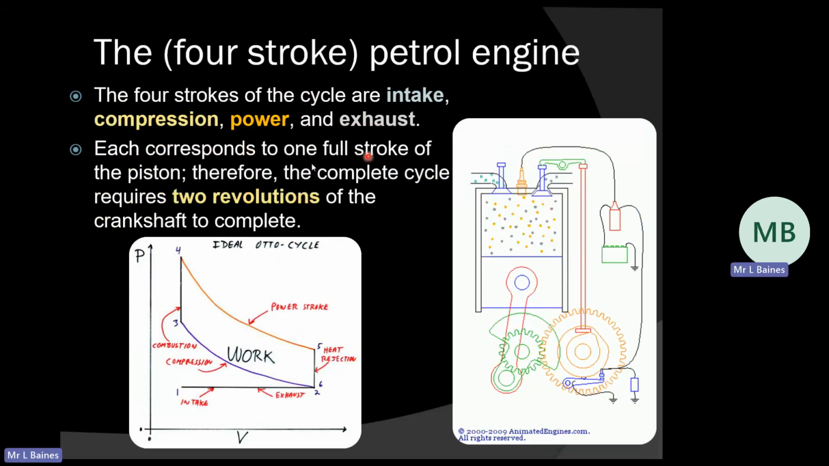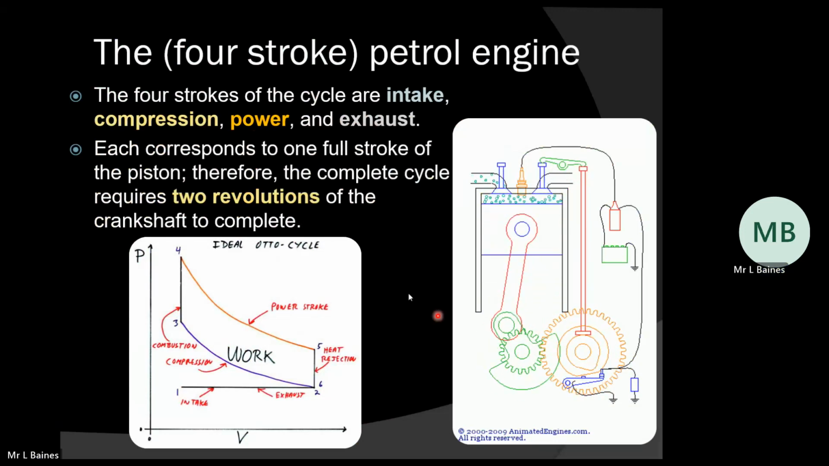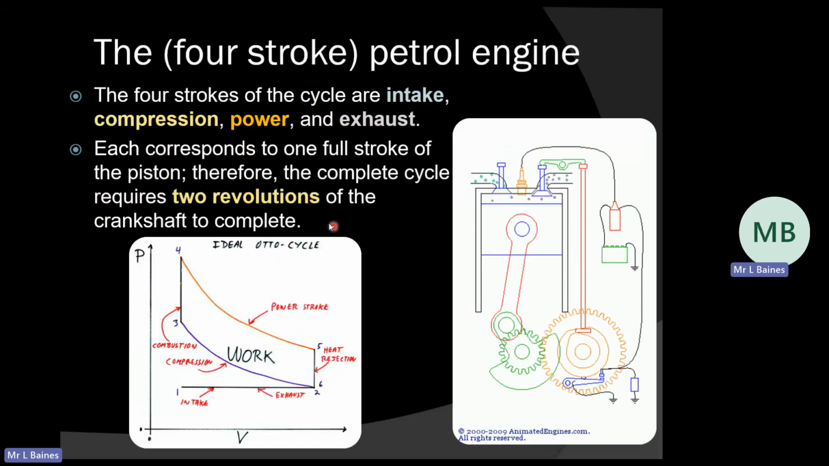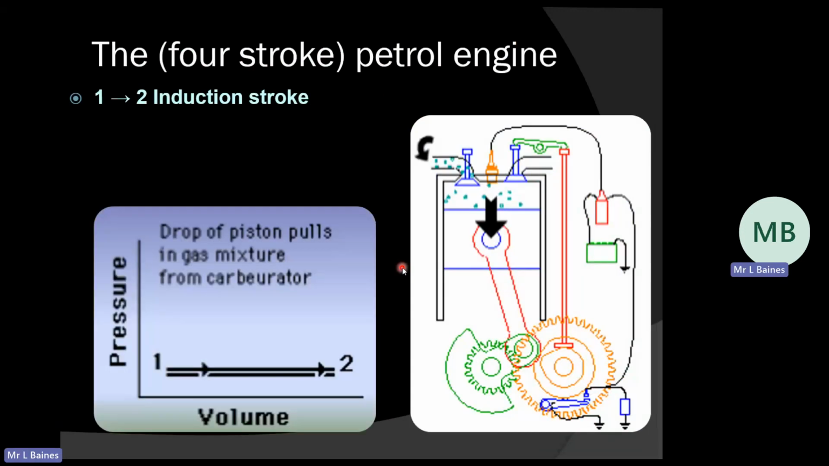Each corresponds to 1 full stroke of the piston. So we need 2 revolutions of this crankshaft in order to complete it. Please be really careful, there's a really common mistake that I'll talk about in a minute. They sometimes tell you the revolutions per minute of a crankshaft, and you've got to realize that 2 revolutions is 1 cycle of this, because the piston has got to go up and down twice. I'll show you some of those questions a little bit later on.